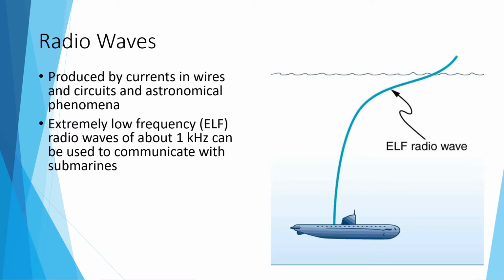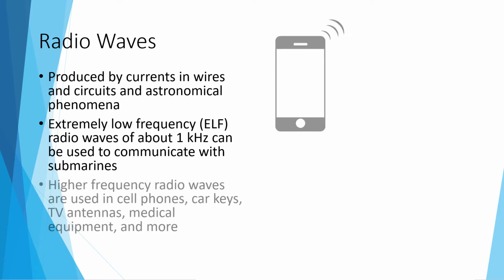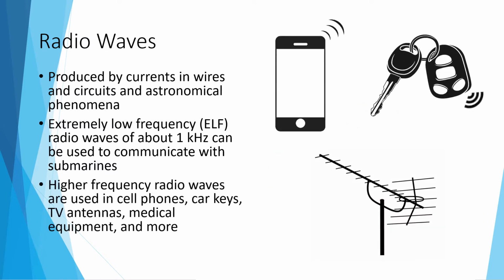Extremely low frequency, or ELF, radio waves of about 1 kHz are used to communicate with submerged submarines. The longer the wavelength, the further they are able to penetrate in the water. Everyday items like car keys, remote controls, and cell phones, as well as televisions that use roof antennas, use radio waves as well.